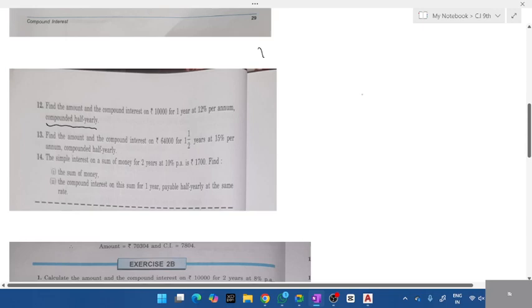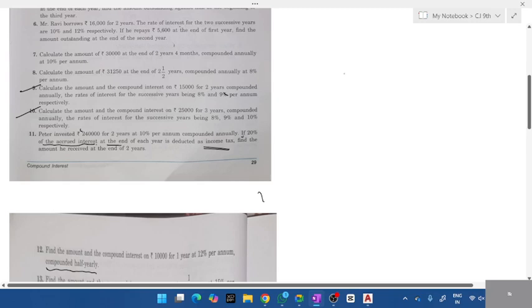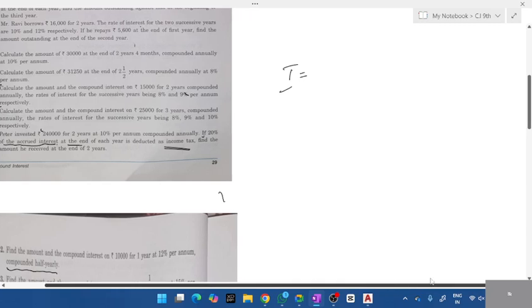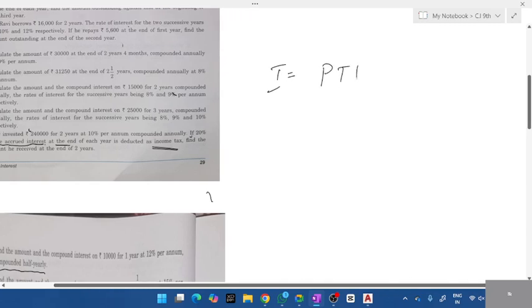Right. Now we'll start with formula method. This is the second exercise. Compound interest, second exercise. Look here. Usually, which formula do we apply? What is compound interest formula? Interest is equal to PTR by 100. What is amount formula? Interest plus principal.